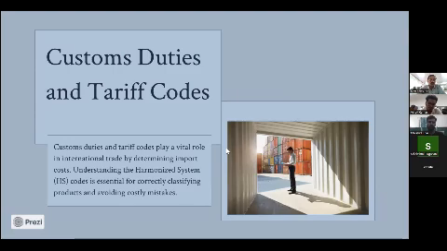Customs duties and tariff codes. Customs duties and tariff codes play a vital role in international trade, determining cost. Understanding the harmonized system codes is essential for correctly classifying products and avoiding costly mistakes. What is the HSN code? HSN code is nothing but our GST code. They will give particular codes to each and every product to identify and classify these goods under this category.